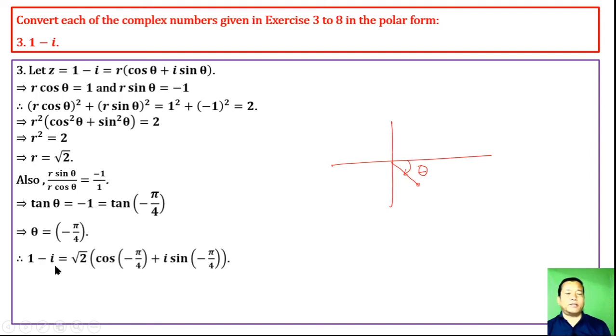Therefore, 1 minus i equal to, putting the value of r, that is root 2, times cos of minus pi by 4 plus i times sin of minus pi by 4, which is the required polar form.